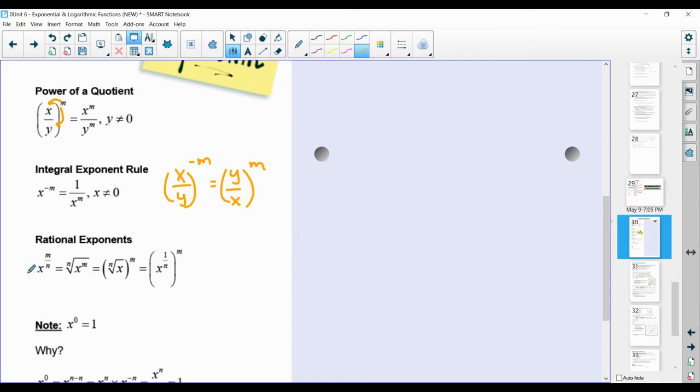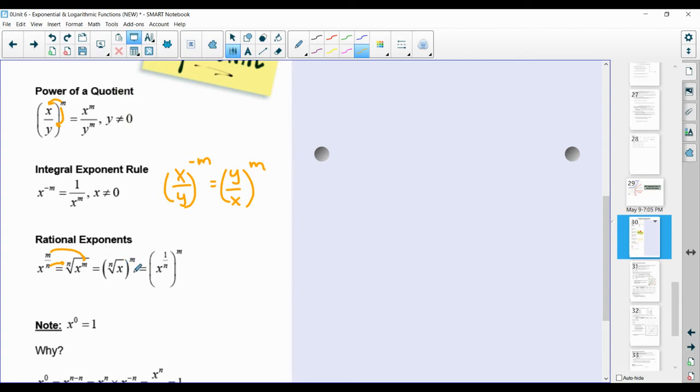And then rational exponents. x to the m over n becomes the nth root of x to the m, or the nth root of x all put to the exponent m, which can also be written as x to the 1 over n, to the m. The way that I used to remember this is we've got the guy living in the basement, and we're going to kick him out the door. So the n gets kicked out the door, and then the m stays inside.